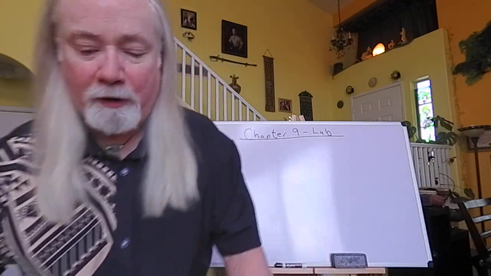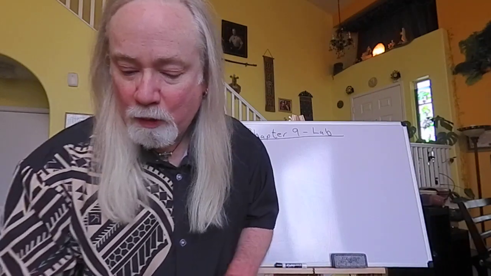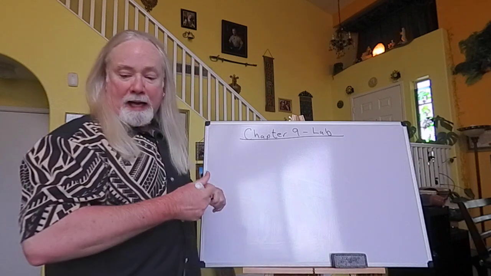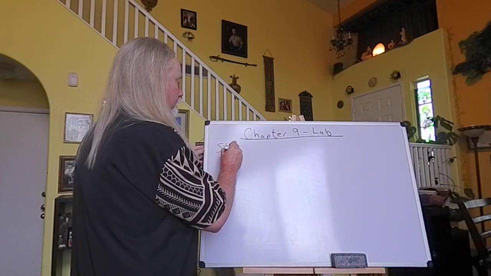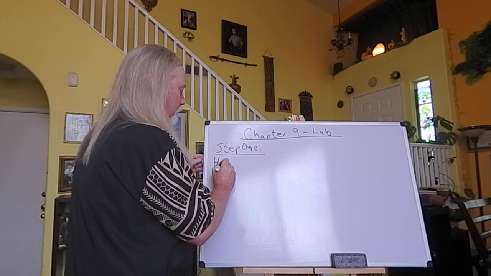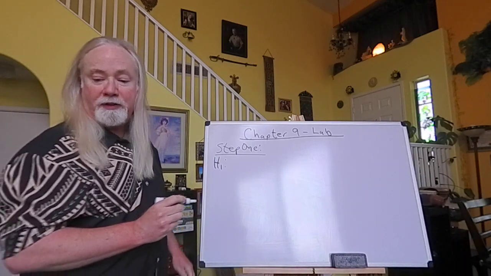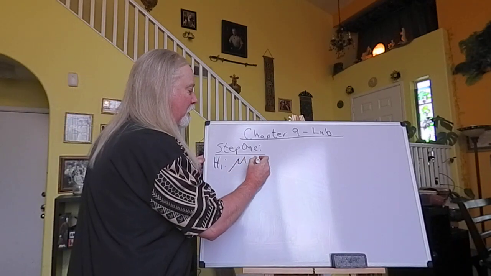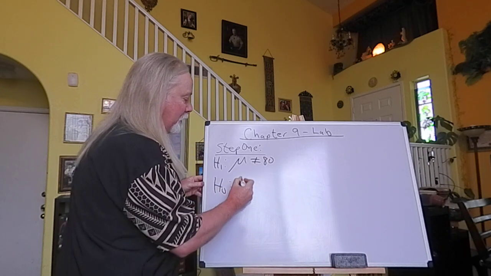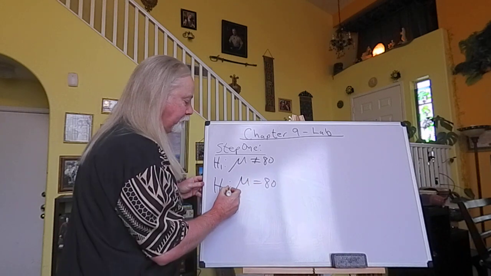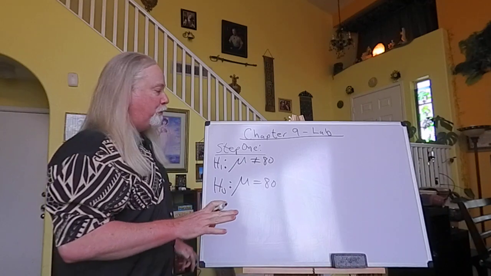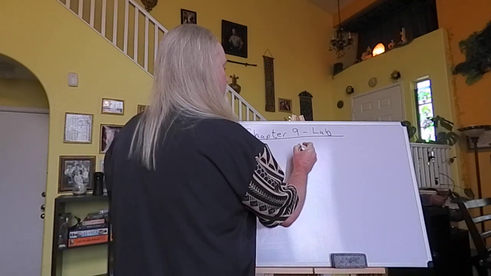For question 14a, we're just going to do our regular 4 steps for that. So step 1, the alternate hypothesis is the treated population mean will not equal 80, and the null hypothesis is the treated population mean will equal 80. Again, our regular format that we've been doing for a couple of weeks now. Step 2, finding our critical t value.